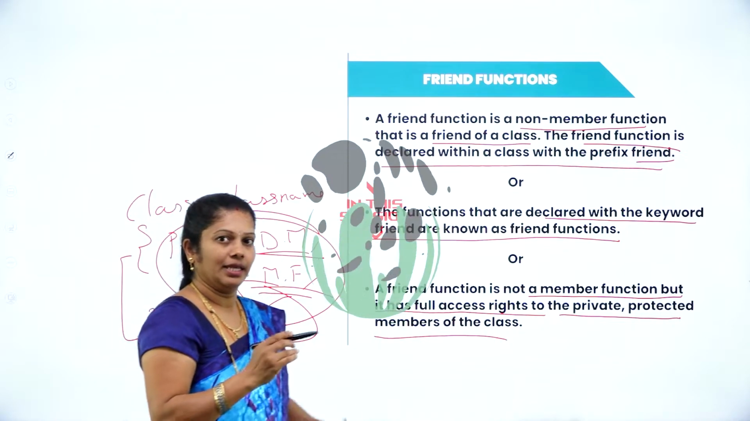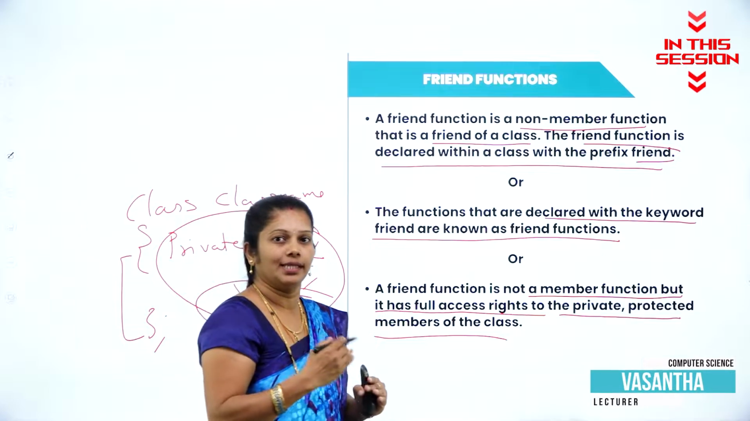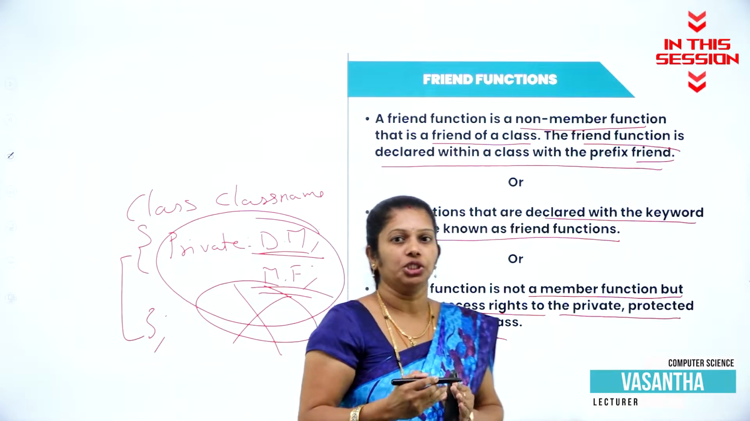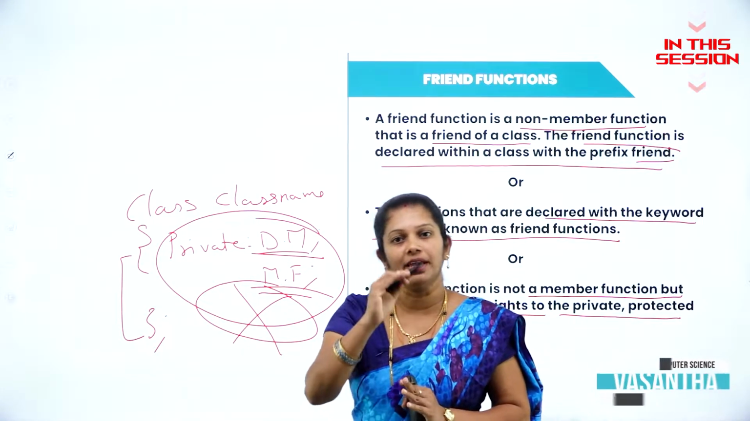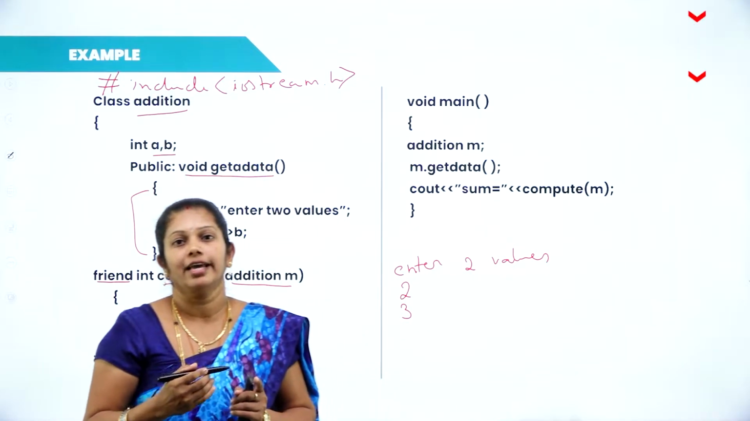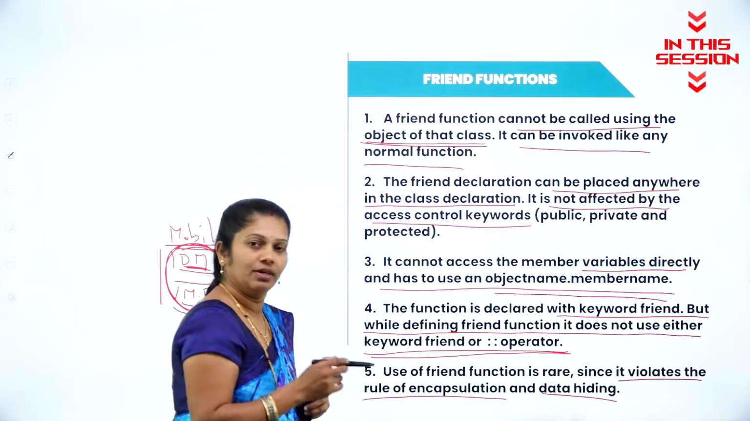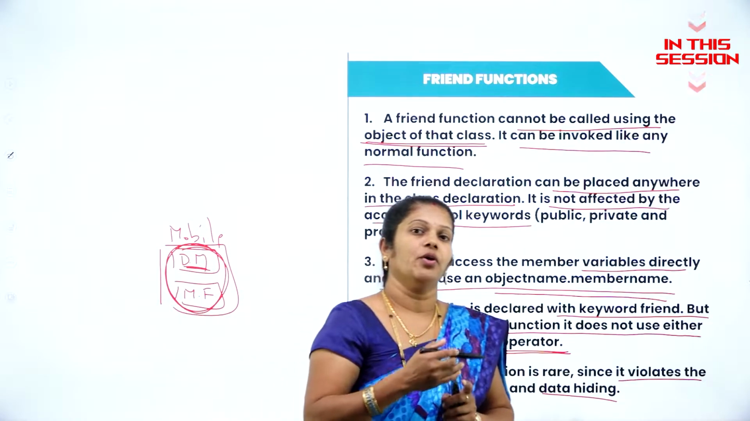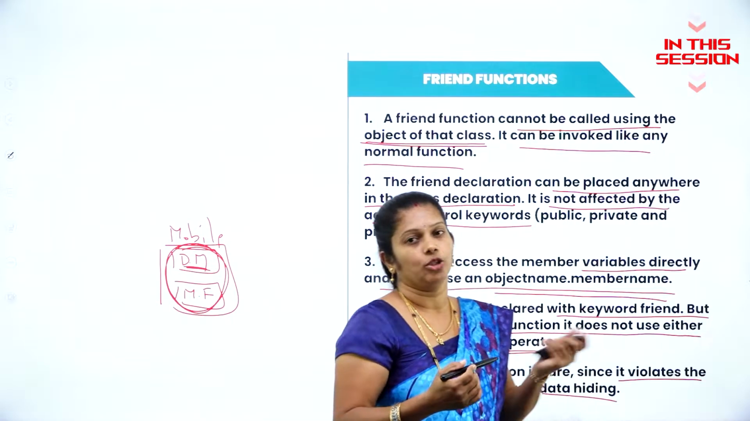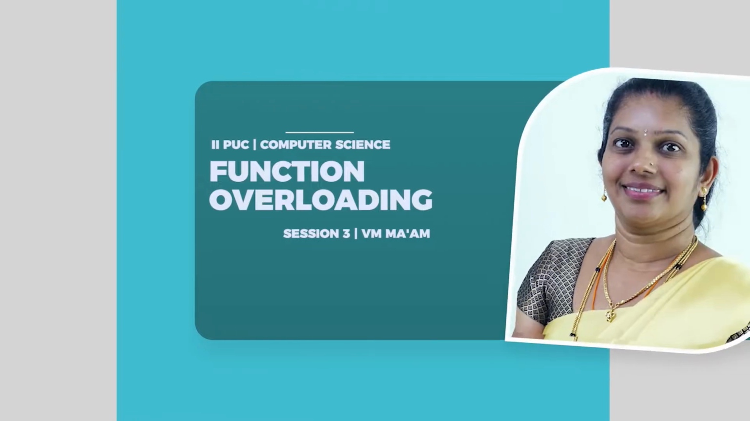Usually what happens in access specifiers, if I declare something as private, then that data as well as function can be accessed only by a member function. If you want to write the statement outside the class, then we do not require the scope resolution operator. Whatever data is there, private or protected, that data can also be accessed by this friend function.